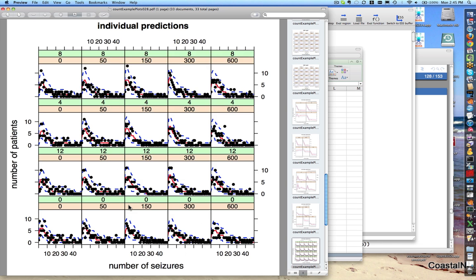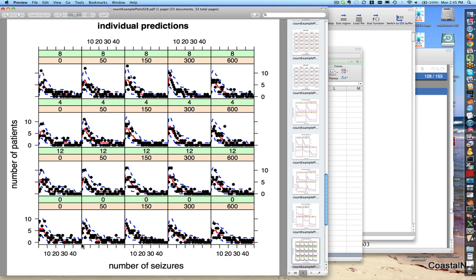This is another way of viewing the data, and what I've done here, actually this probably makes more sense to look at in the population predictions, but I'll orient you to it while we're here. So I'm looking at the number of patients against the number of seizures. So what you're really looking at is sort of an empirical distribution of the event counts. And again, each panel you can see is for a specific time dose combination in here.